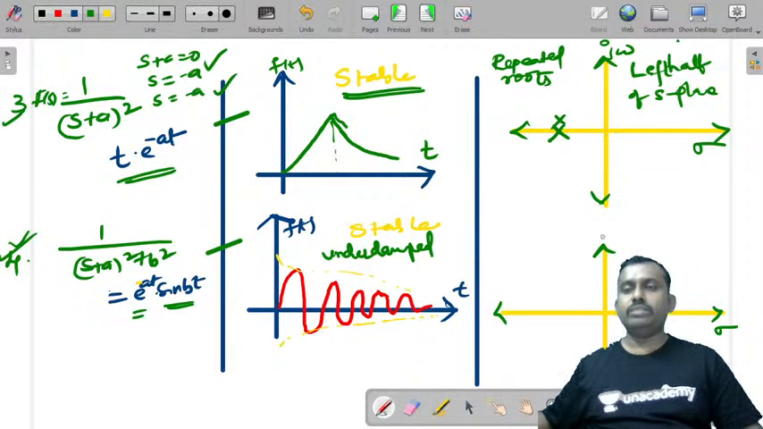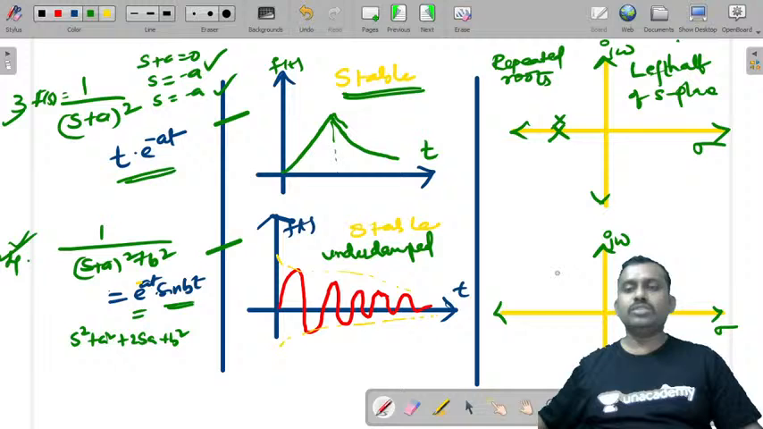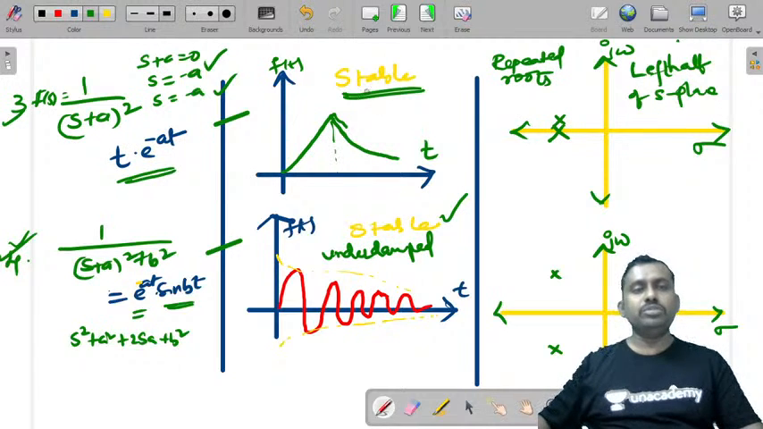This is an s plane with sigma and jω. What are the roots of this? (s plus a) whole square plus b square. Let us write it as s square plus a square plus 2sa plus b square. If you find the roots of this, you'll get complex conjugate roots which are on the left half of s plane. So whenever you have roots on the left half of s plane, then the system is stable. That is what we have deduced from all this.